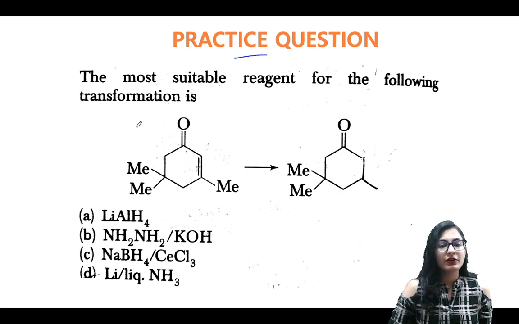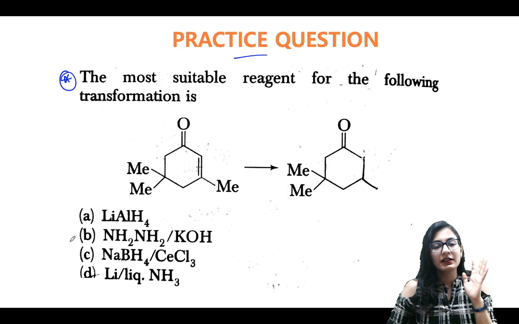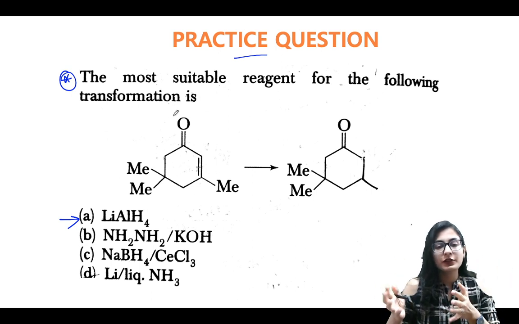Okay, I just found out this question and it is really important. The most suitable reagent for the following transformation. It is having four options, and this is a question basically on reagents. So when we are taking lithium aluminium hydride at higher temperatures, it is going to reduce both the double bond as well as the carbonyl group.